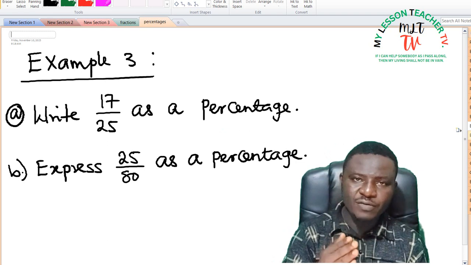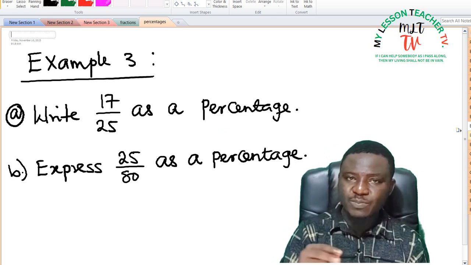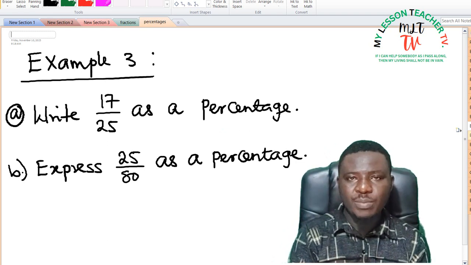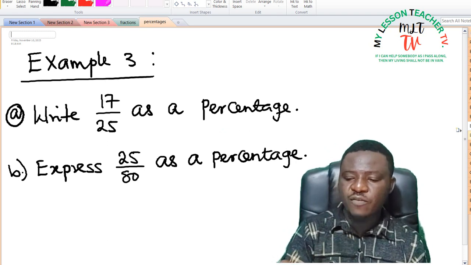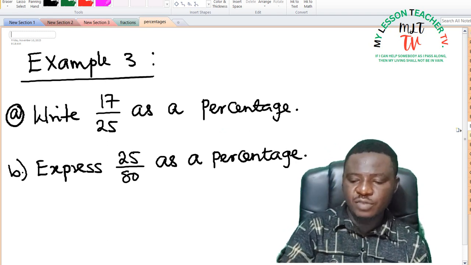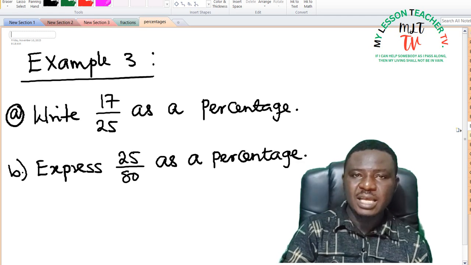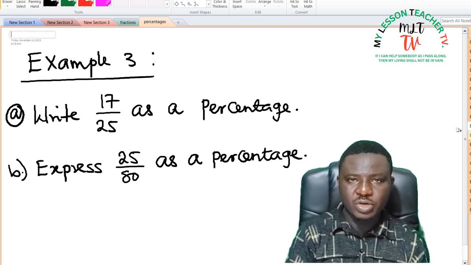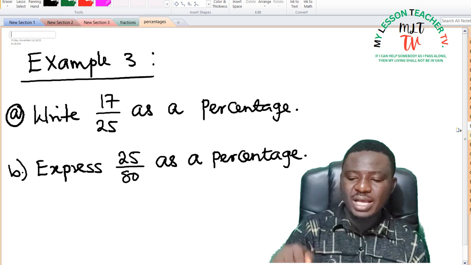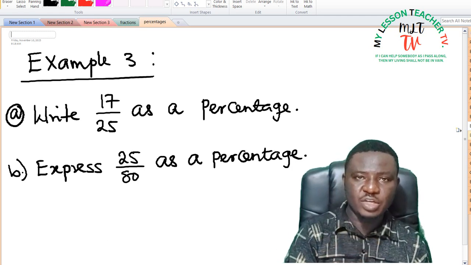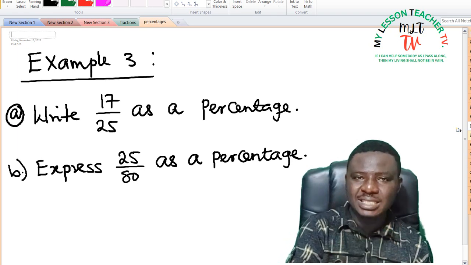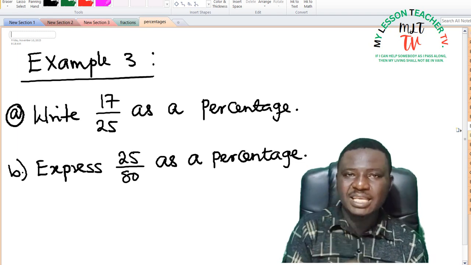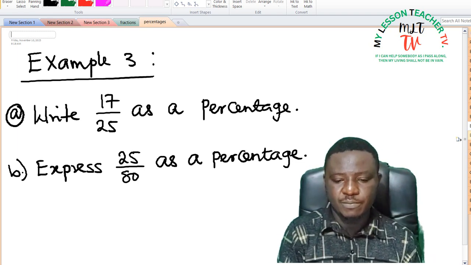do? At the beginning of this class, I explained to you what we meant by equivalent fractions. So all we need to do is to find the equivalent fraction of these fractions that the denominator is equal to 100, or you express this fraction in terms of 100 as its denominator, and that gives you its percentage.